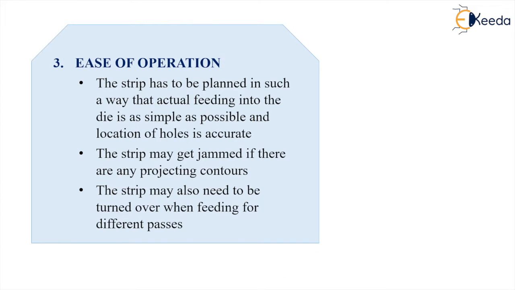The third factor affecting the strip layout is ease of operation. The strip has to be planned in such a way that actual feeding into the die is as simple as possible and the location of the hole is accurate. The strip may get jammed if there are any projections or contours present. The strip may also need to be turned over when feeding for different passes.